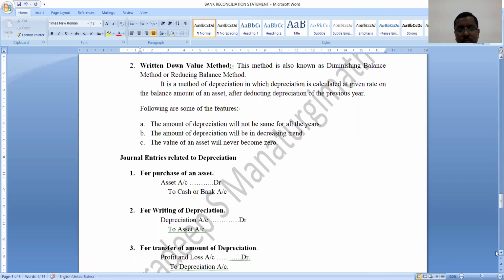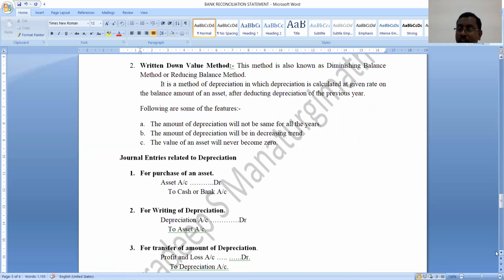What are the features of this particular method? The main feature is, under this method, the amount of depreciation will differ from year to year. It will differ from year to year. In the straight line method, you will find the same amount of depreciation in all the years. But under the written down value method, the amount of depreciation will differ from year to year. And the second thing is, the amount of depreciation goes on decreasing. It will be in a decreasing trend. That is the second important feature.